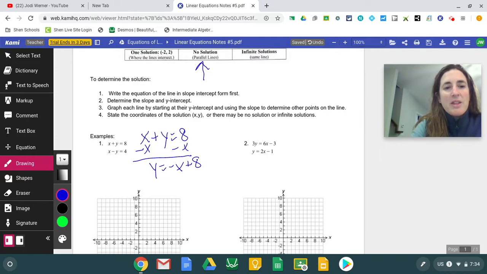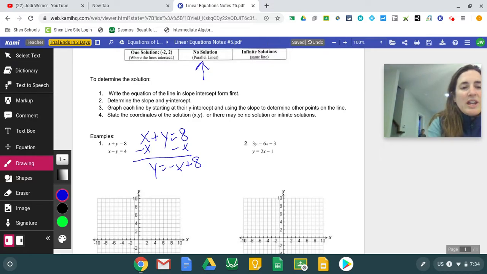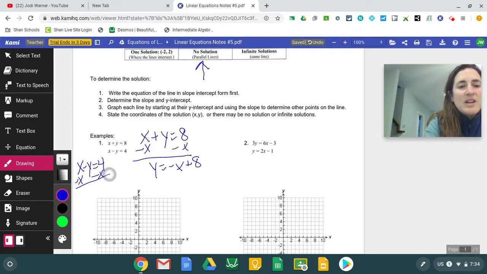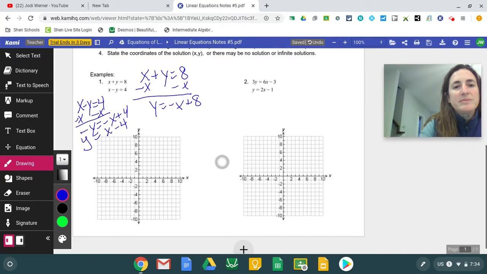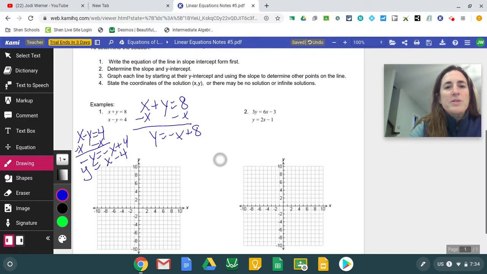Okay, now my other line that I'm working with is x minus y equals 4. Now that's not in the right form either, so I'm going to have to move that around. So I'm going to subtract x to the other side. So I have negative y equals negative x plus 4. I'm going to change all the signs on there. So it's y equals positive x minus 4 because I have to divide by a negative.